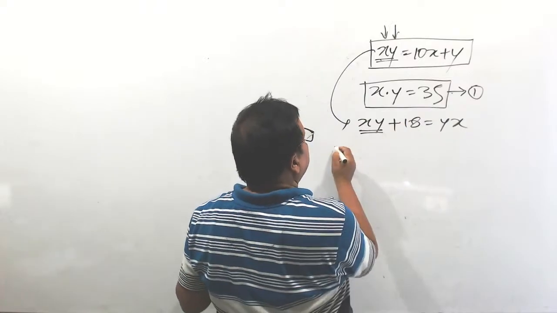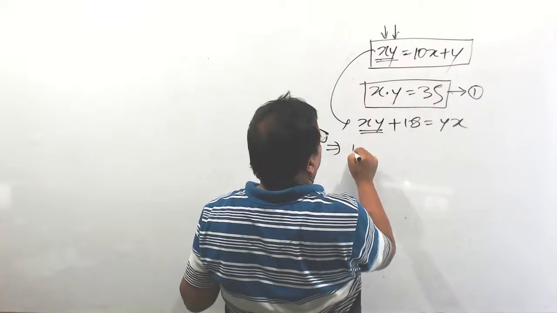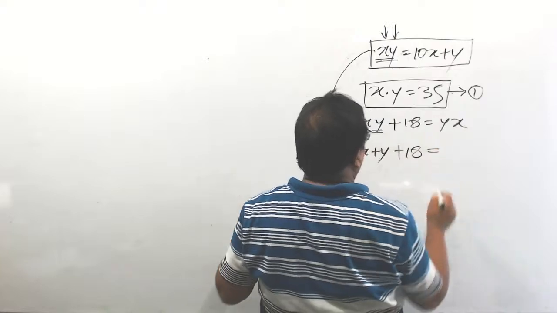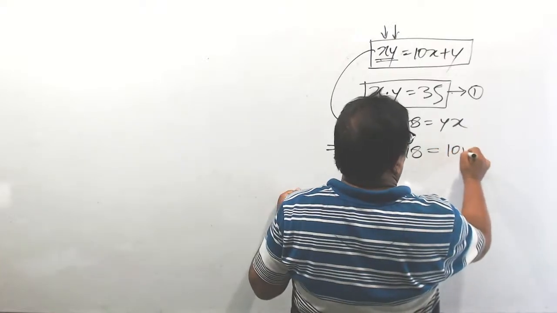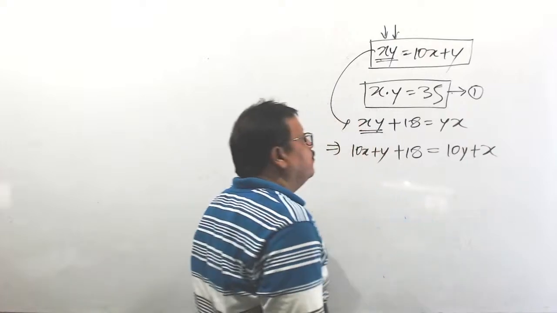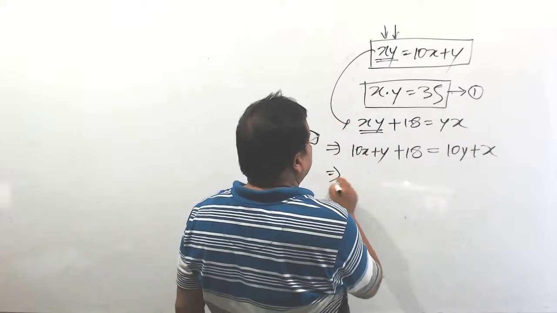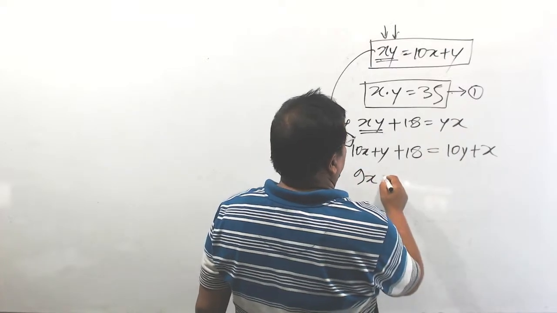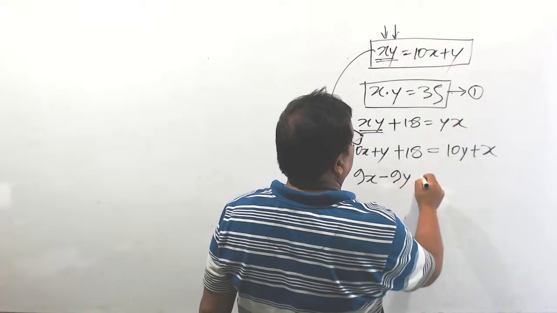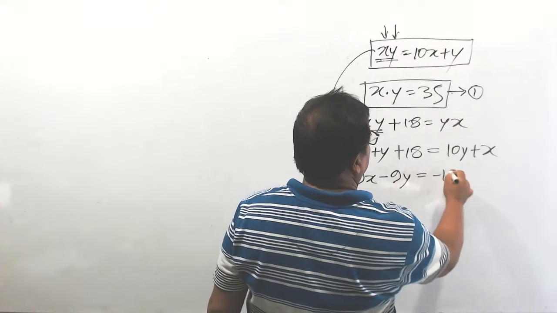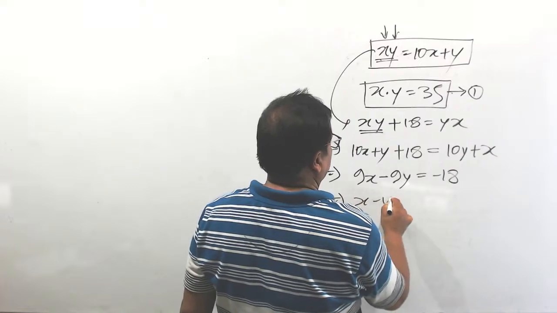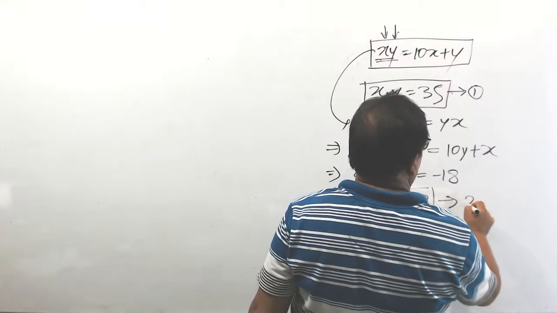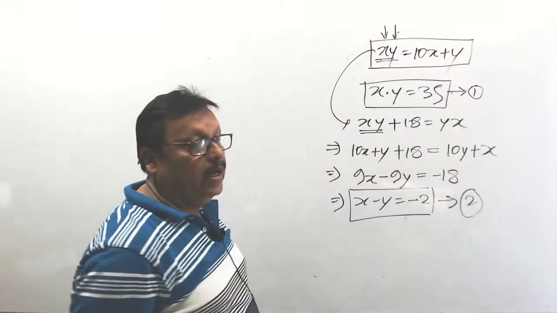That means you can write xy, that means 10x plus y, plus 18 is equal to 10y plus x. Understood? This implies 9x minus 9y is equal to minus 18. That means x minus y is equal to minus 2. This is another equation, equation number 2. Understood now?